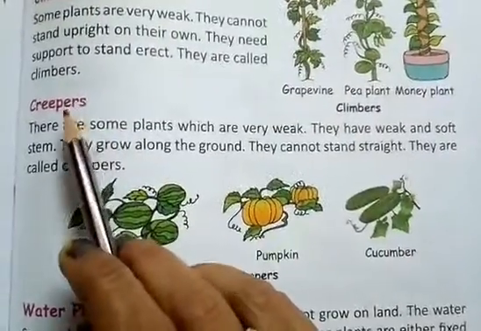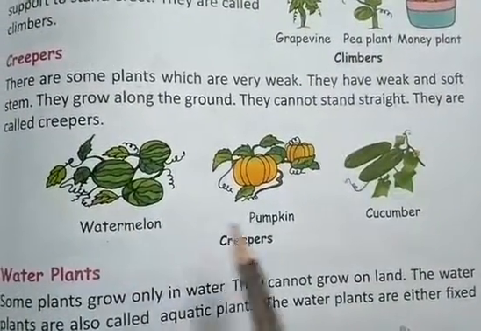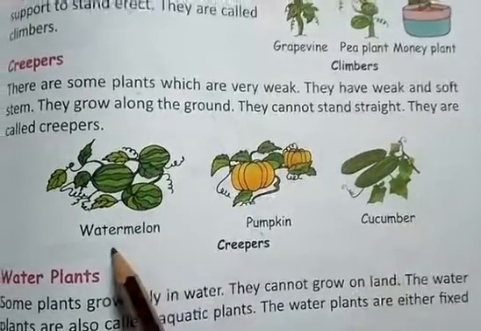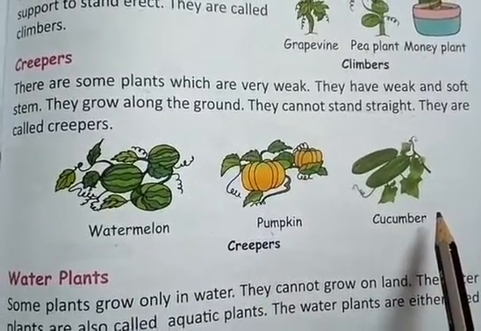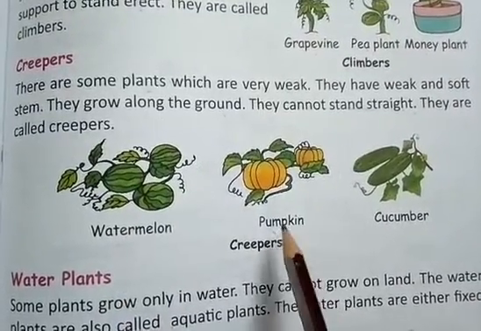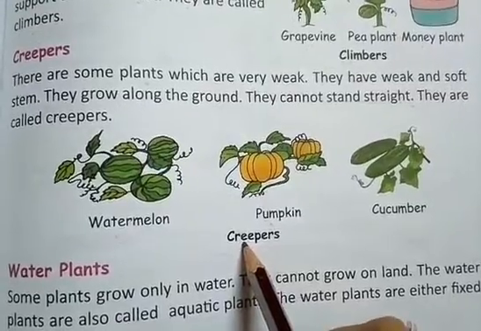What are the examples of creepers? You can see watermelon, then pumpkin and cucumber. These are the 3 creepers which we have to learn. So you have to remember the names. Watermelon, pumpkin, cucumber are creepers.